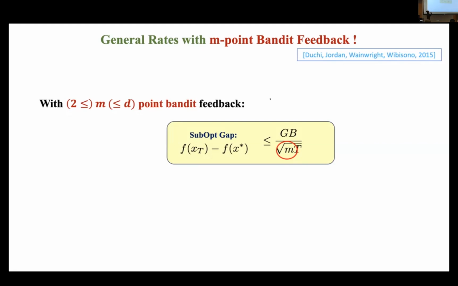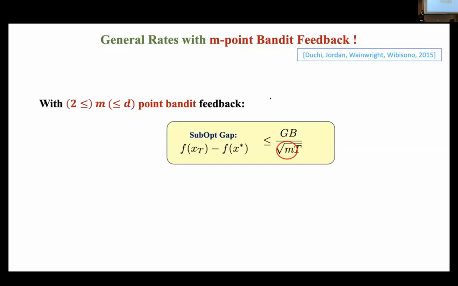In fact, following this question, if you can query m points, m should be something between 2 and D plus 1. If you can query order D many points, you can get a rate with an online gradient descent sort of algorithm, which is like GB divided by square root M. If M is kind of order D, you can almost estimate the true gradient of the function, and you get the rate with full gradient information. So if you can make multiple bandit queries, order D multiple bandit queries, you can recover the convergence rate with full gradient, which is also a very strong result.